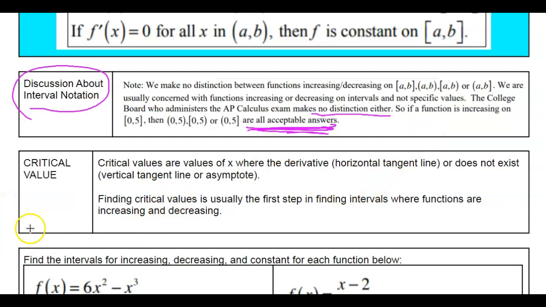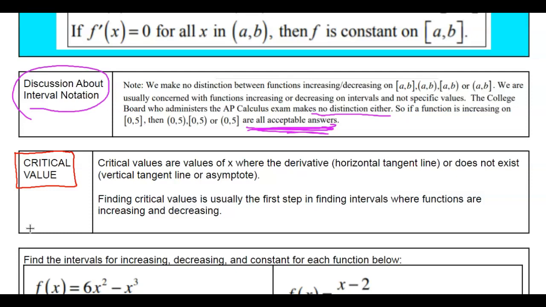Definition, critical value. This word gets misused a lot, so it's really important to remember this definition. A question might say, state all the critical values. I will use this word critical a lot, and I always use it appropriately. If you use it inappropriately, you might still get the right answer, but I just don't want to have any confusion. So I will only use it when it's defined to be used.